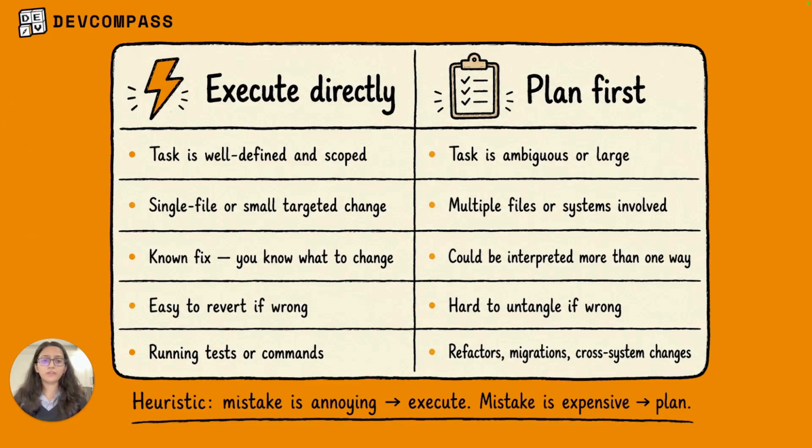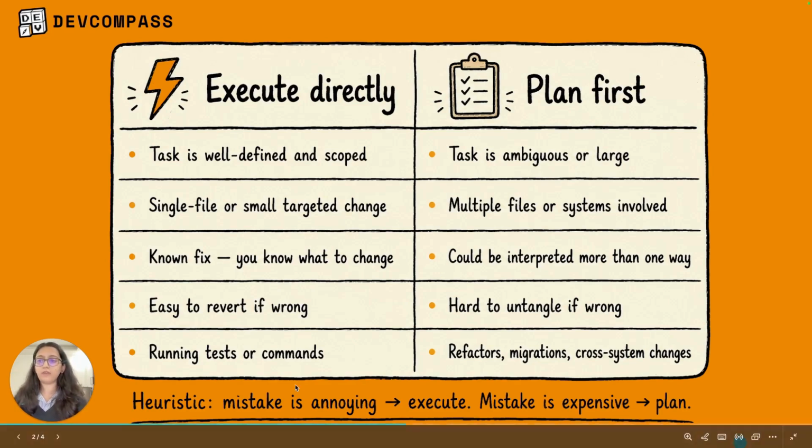Okay, so we've looked at the categories, and we know that if mistakes are merely annoying, then execute. But if the mistake is expensive, you need to plan. If it is single, easy to revert, like running test commands, it's a known fix, it's well defined, then you know that you can execute directly. If it is a very large task, multiple files, etc., then you need to plan first. And also run any task through that test before deciding, so that you know when to plan versus when to execute. That was really simple.